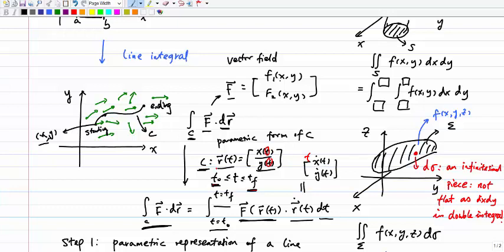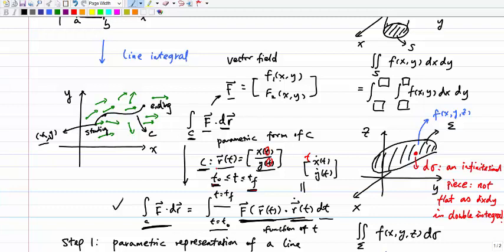That's it. This is a dot product. We just compute the dot product of these two vectors, which are all functions of t. So the dot product is also a function of t. We just integrate this function with respect to the parameter t from t0 to tf. Now we can find the line integral.